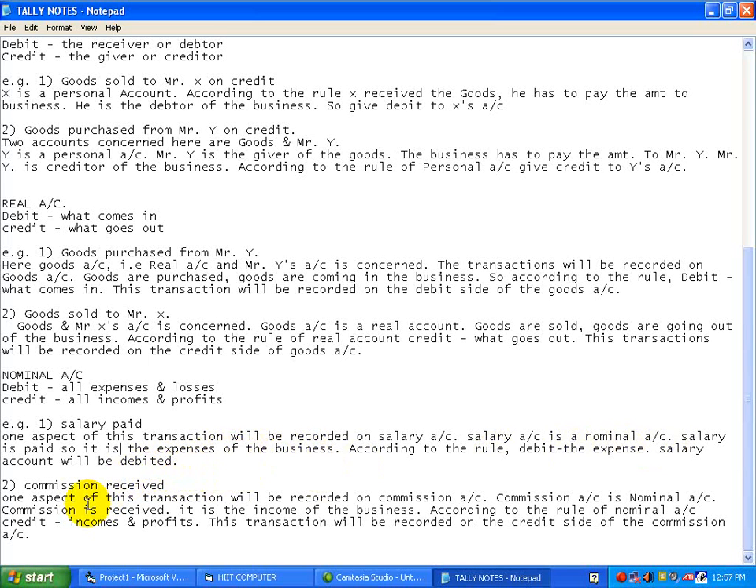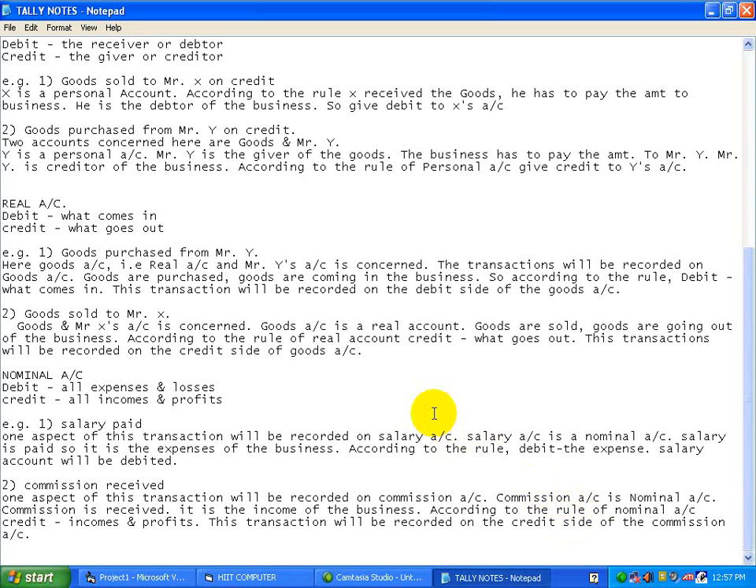Commission received. See, here is the income. One aspect of this transaction will be recorded on commission account. Commission account is nominal account. Commission is received. It is the income of the business. According to the rule of nominal account, credit incomes and profits. This transaction will be recorded on the credit side of the commission account.